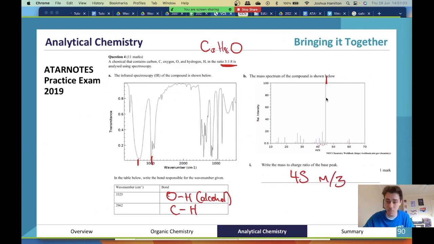It hasn't been asked in the question, but what else can I tell? What is the molar mass? Well, it's either going to be 59 or 60, I assume. 60 is probably going to be the answer. So I'm going to write 60 as my parent molecular ion. Now, that wasn't asked in the question, so it's not relevant to the question, but for me, that's useful.